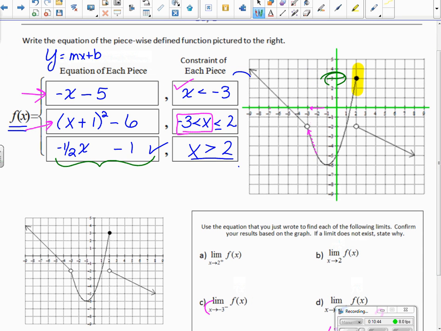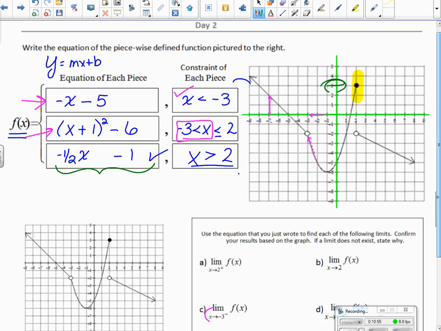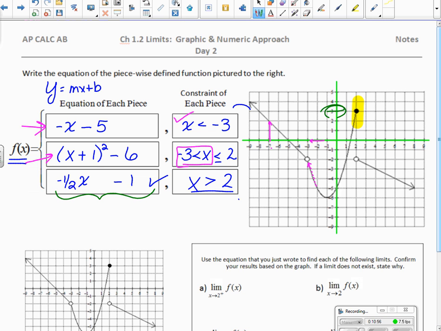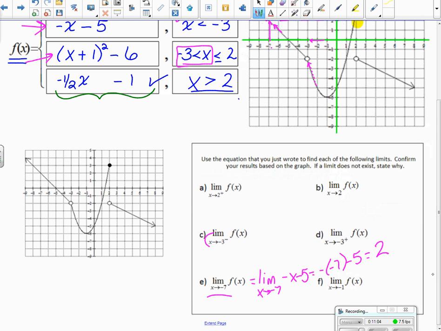Validate it. Let's look at what's happening. Negative 7, and I'm coming into it from the left side, I believe. Yep. So then we really need to check left and right side of it, but it has a height of positive 2. Answer was positive 2.